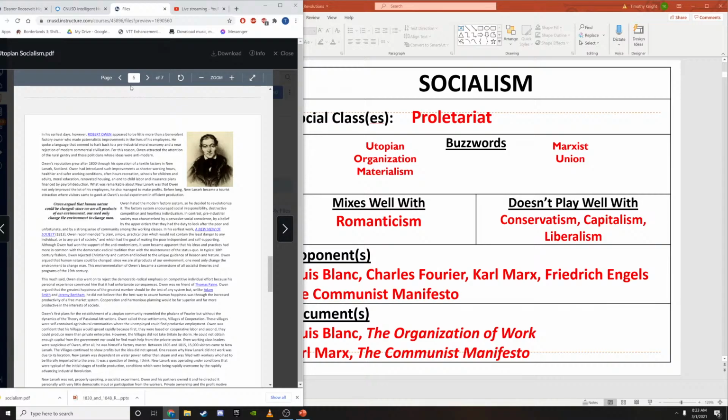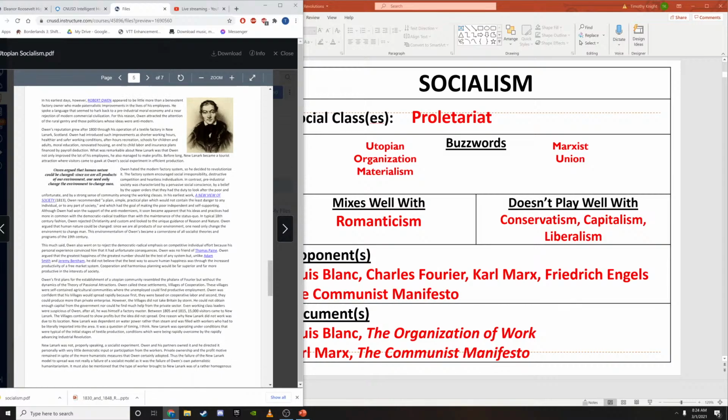This much said, Owen also went on to reject the democratic radical emphasis on competitive individual effort because his personal experience convinced him that it had unfortunate consequences. Owen was no friend of Thomas Paine. Owen argued that the greatest happiness of the greatest number should be the test of any system, but unlike Adam Smith and Jeremy Bentham, he did not believe that the best way to assure human happiness was through the increased productivity of a free market system. Cooperation and harmonious planning would be far superior and far more productive in the interests of society.